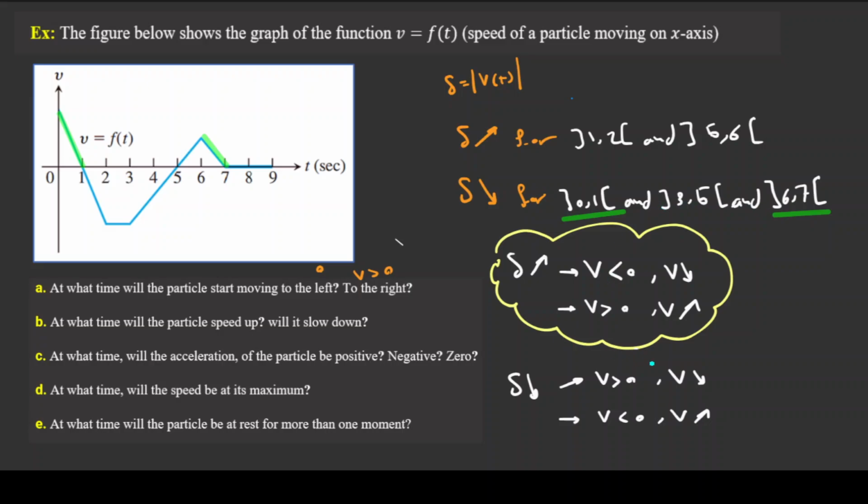Okay, first, when velocity is negative, under the x-axis, and increasing. When velocity is under the x-axis and decreasing, when velocity is negative and decreasing. Okay, when velocity is negative and increasing.